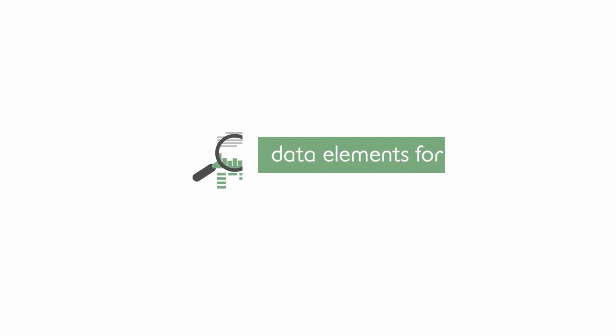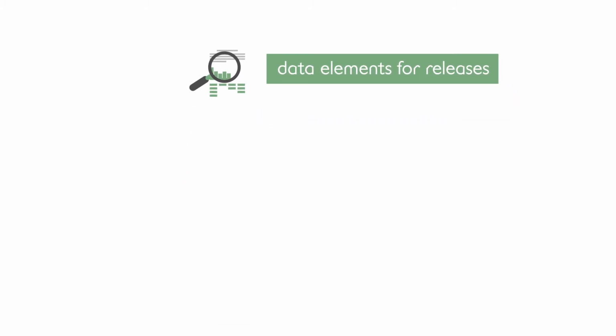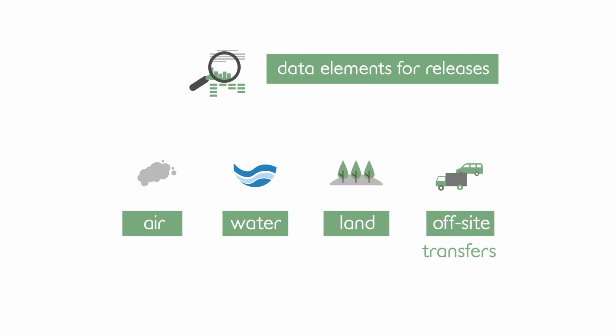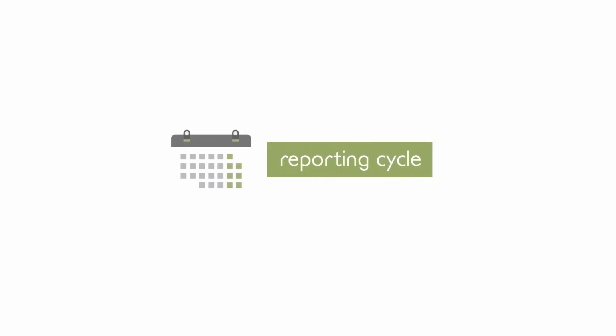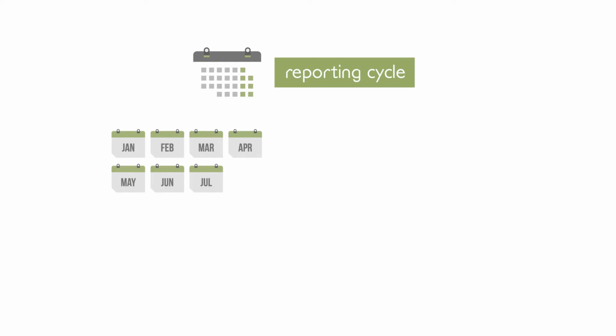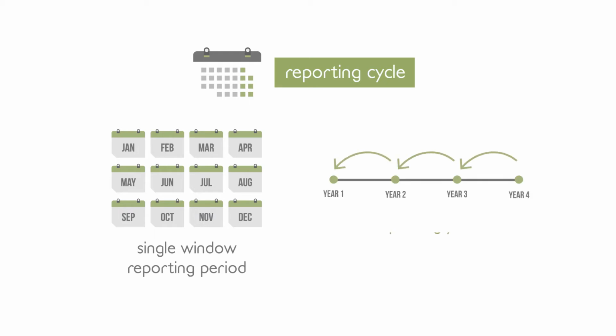Moreover, PRTRs should minimally include the standard data elements for releases to the environment by environmental medium. These are releases to air, to water, to land, and off-site transfers. Furthermore, standardizing the reporting cycle further facilitates global analysis. Most PRTRs collect data annually, usually with a single window reporting period. Moreover, published data always refer to the previous reporting year.